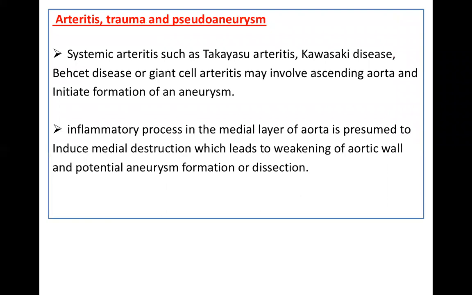Arteritis, trauma, and pseudoaneurysm. Systemic arteritis like Takayasu, Kawasaki, Behcet disease, or giant cell arteritis, which is a part of vasculitis, involves the ascending aorta or initiates the formation of aneurysm. Inflammation process in the medial layer, all about the medial layer, and destruction of the elastin and elastic recoil will weaken it and will lead to aneurysmal formation and eventually dissection.